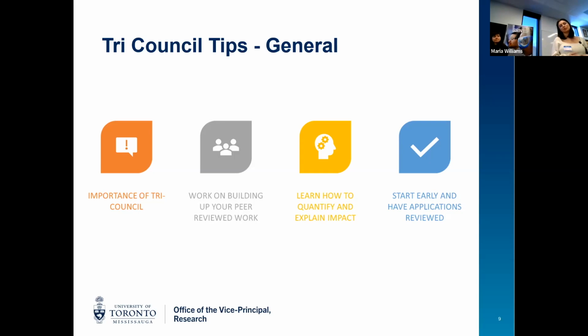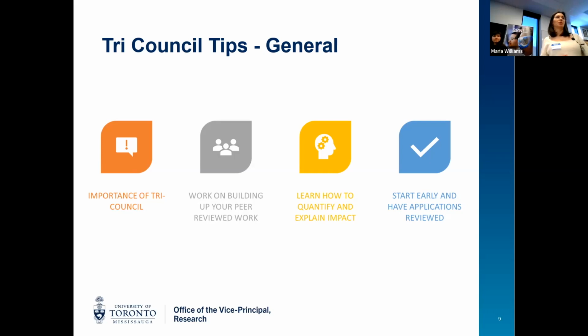And when you start thinking of applying for Tri-Council, there's a few things that you want to think about. Firstly, even more before you start applying, think about building up your peer review work. If that means articles or book publications, just something that gets reviewed by an external committee of peers. Something that you can show to Tri-Council, that my work has been vetted by others, will help you in securing Tri-Council grants.